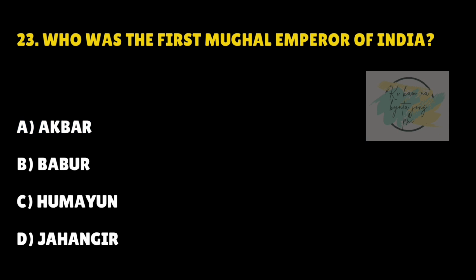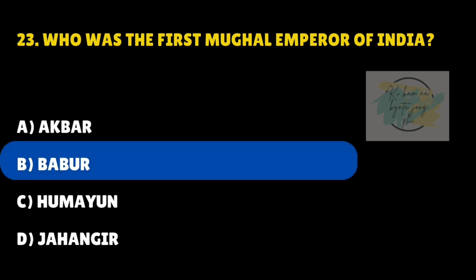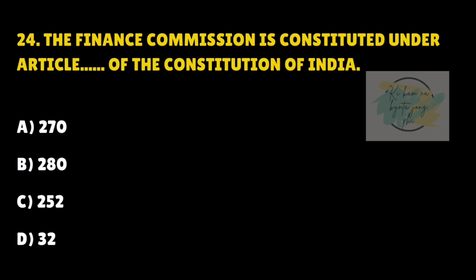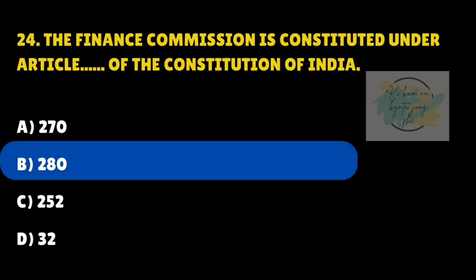Who was the first Mughal emperor of India? Answer is B. Babur. The Finance Commission is constituted under Article dash of the Constitution of India. Answer is B. 280.